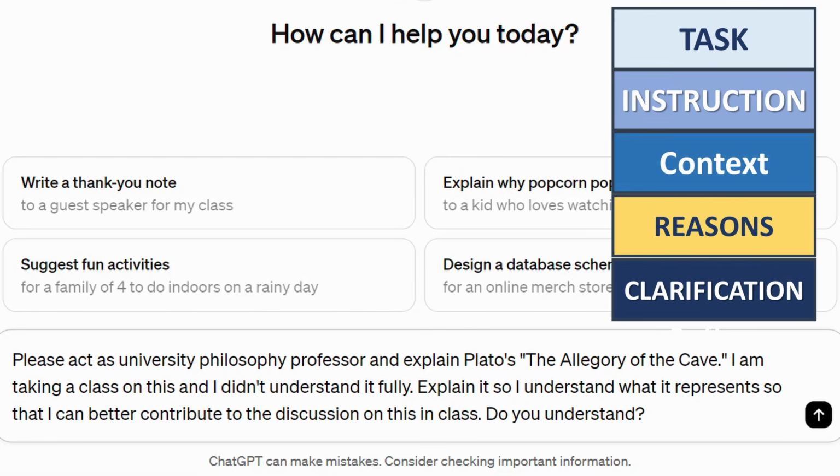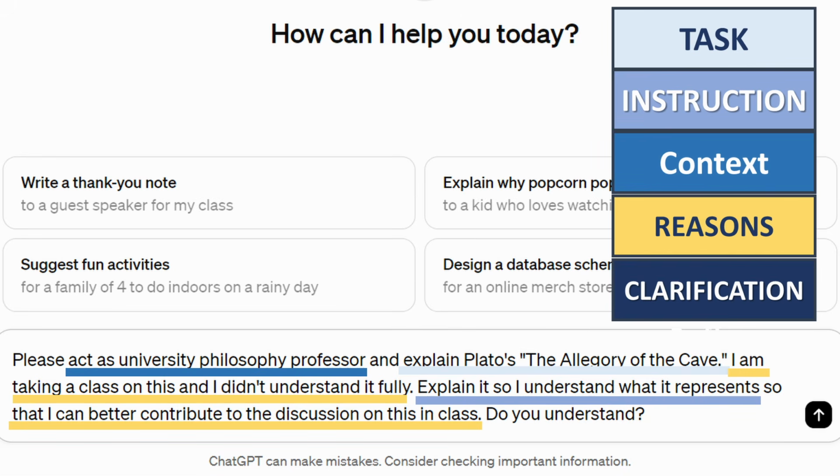Now notice here that I'm using an advanced prompt. This is a key aspect of AI literacy in the capabilities section in that I'm giving it a specific task: explain Plato's The Allegory of the Cave. The instructions: explain it so that I understand what it represents. A context: act as a university philosophy professor. And then the reasons: I'm taking a class on this and I didn't understand it fully. I want this explanation so that I can better contribute to the discussions in this class. And then clarification: do you understand? And then refinement, going with a continuing conversation on what it responds to you.